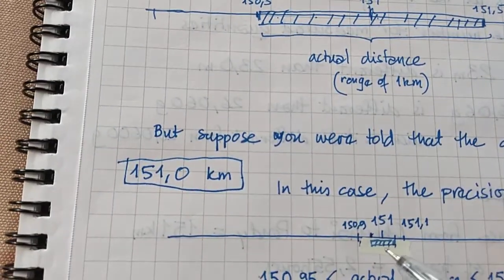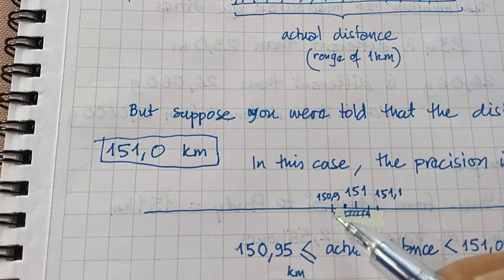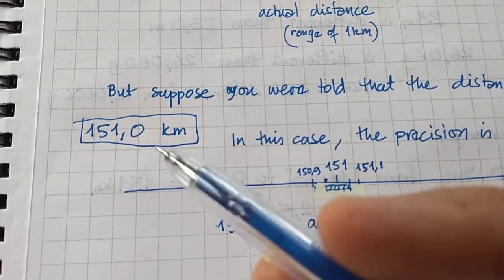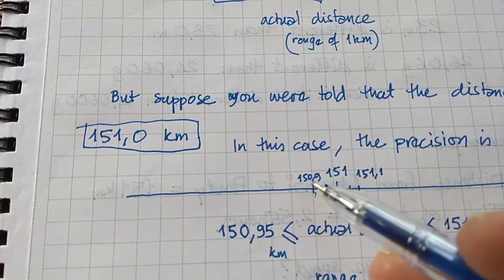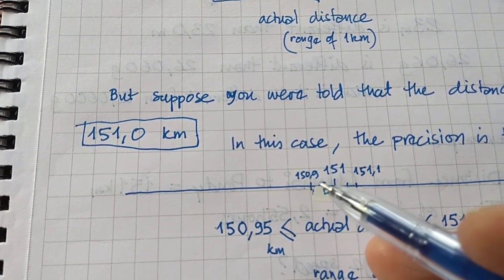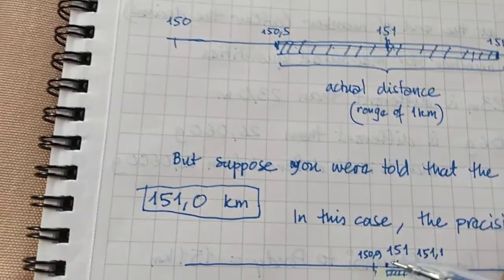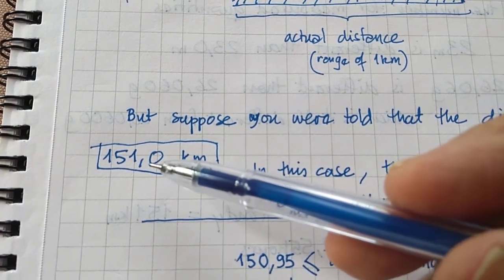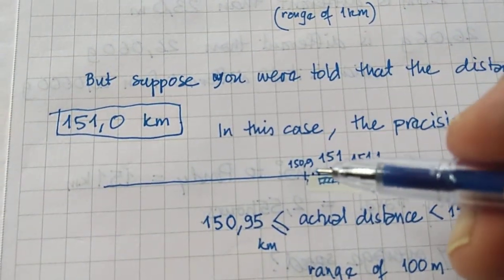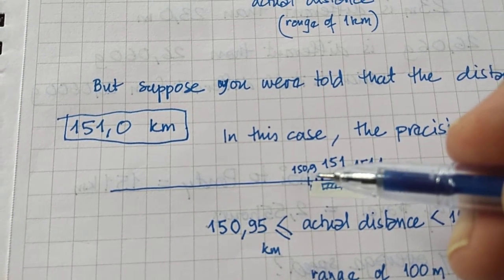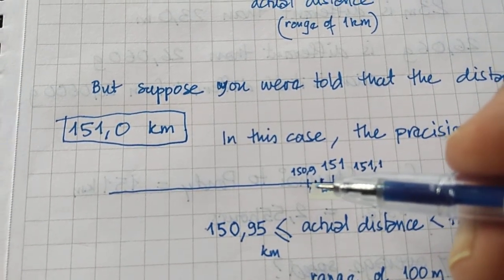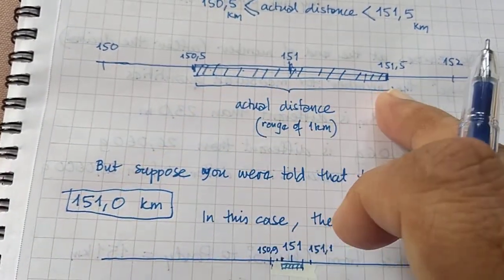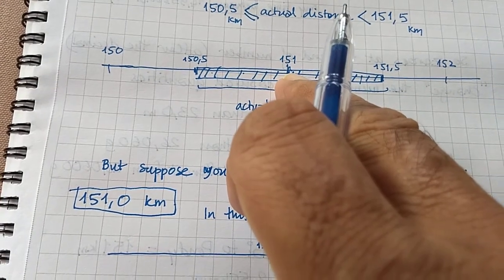Now suppose the actual distance was here, 150.92, let's say it was here, then instead of saying it was 151.0, we would say it is 150.9 because it is closer to that. So here the range was 1 kilometer. Between this distance and this distance, we were approximating it as 151.